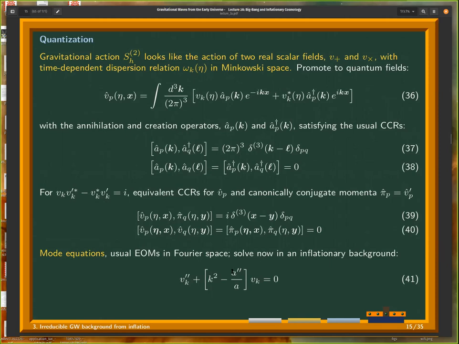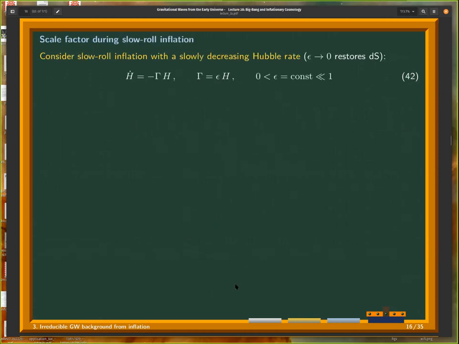So I told you how A double prime over A looks during radiation domination, how this looks like during matter domination. But now we want to evaluate A double prime over A during inflation, okay? And we want to consider slow roll inflation. During slow roll inflation, the Hubble parameter is almost constant. So if it's constant, we're in the limit of de Sitter space.